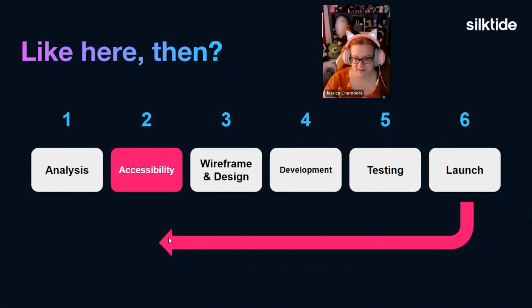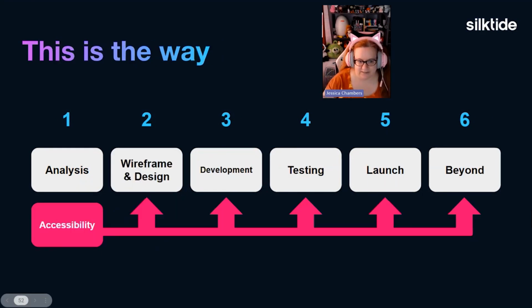And I find most people think, well, I'll just move it to like stage 2, right? We'll do analysis, we'll do accessibility, and then we'll wireframe and develop and test and launch, right? But the reality is accessibility is going to be in there every step of the way, right? This is the way.